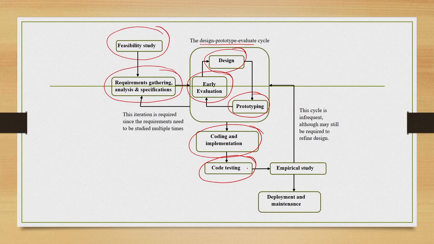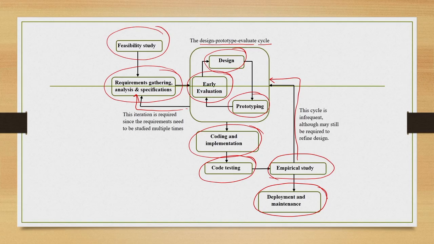Now, after the code is tested, that means our system is executing as per our requirement, we need to go for another user testing, which we are calling empirical study or empirical research. In this stage, the system is not tested for code efficiency, rather it is tested for usability. Based on the findings in this stage, it may be possible that we go back to the design prototype evaluate cycle. Similarly, based on the findings in this cycle, it may be possible that we go back to the requirement stage. And the last stage is deployment and maintenance, like the waterfall model.